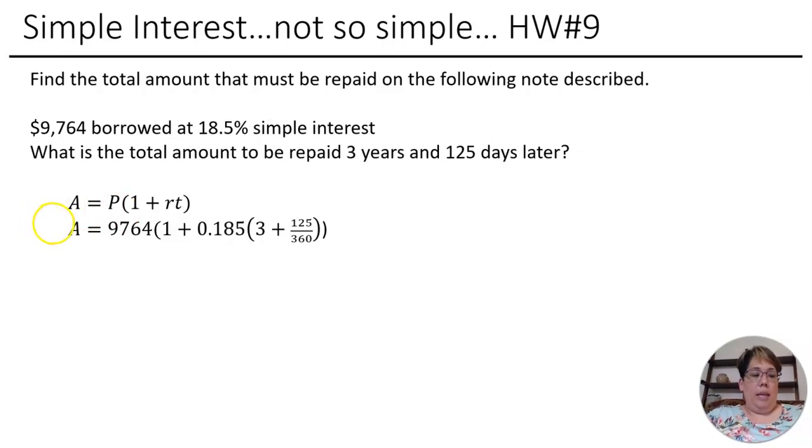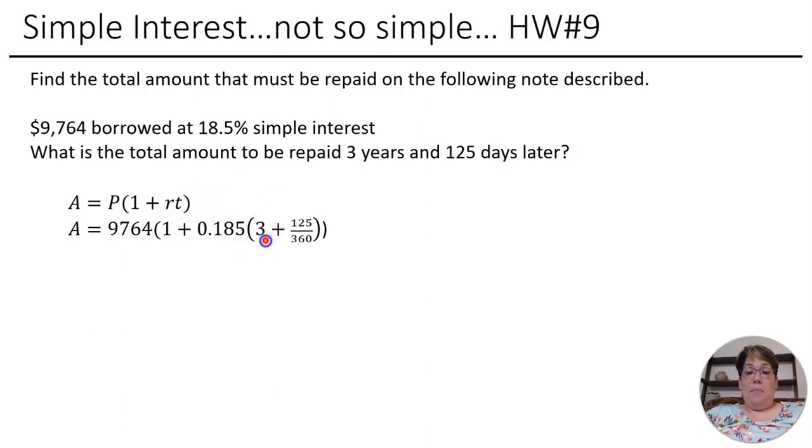So when I plug these things into the formula, this is what it looks like. And let me show you where these numbers came from. So A is the future value, which is what I'm looking for. P is my present value, which is 9,764. Okay, 1 is just the number 1. R is my rate, which is 18.5%, which I turned into a decimal, 0.185. No problem there. Now, then you have T, which is your time.